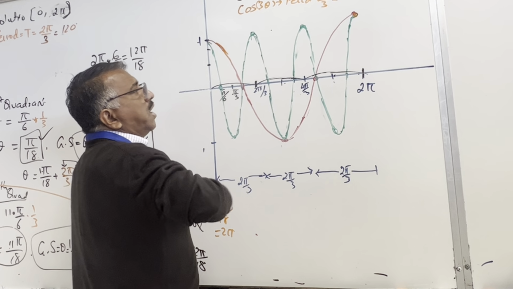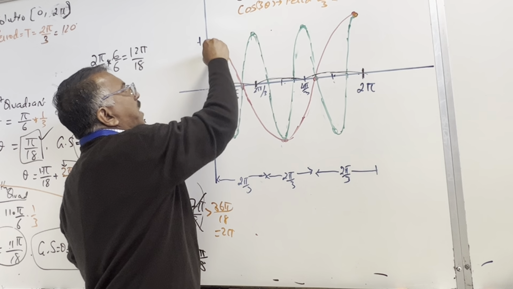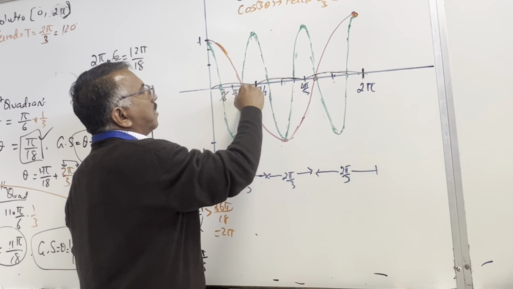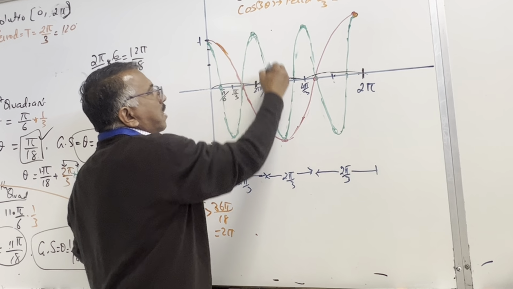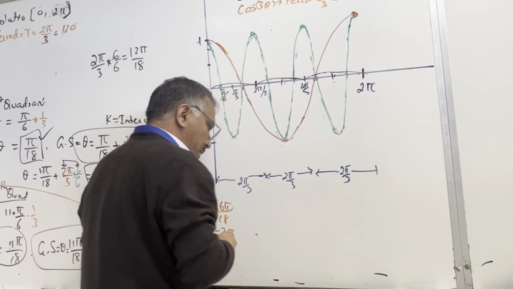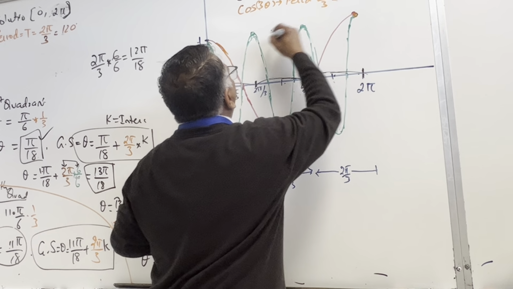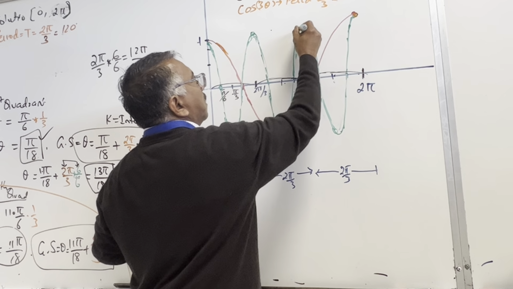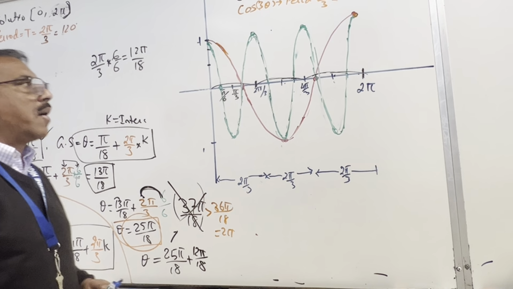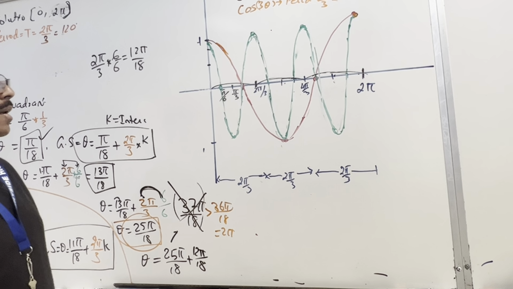So there are 3 cycles that fit the original. So this is one cycle, then you have another cycle, and then we have 3 cycles. So 1, 2, and 3 green graphs fit in the one red graph.